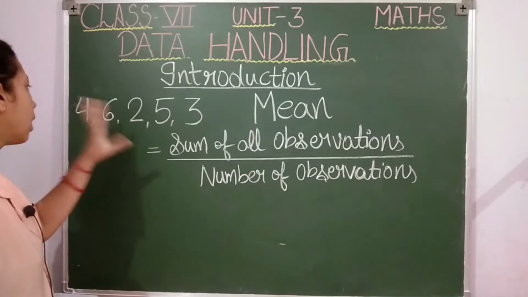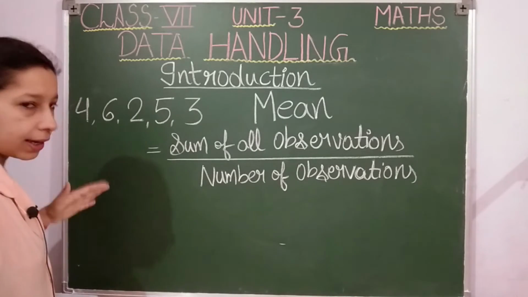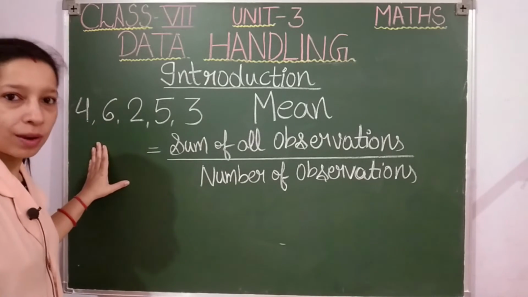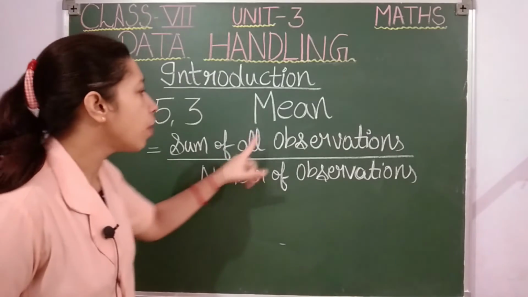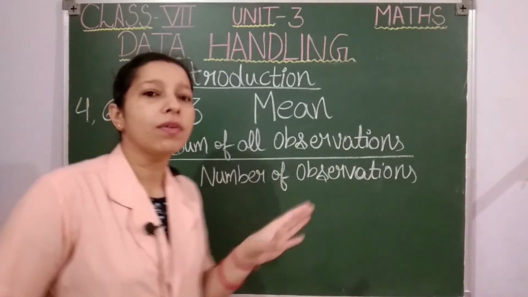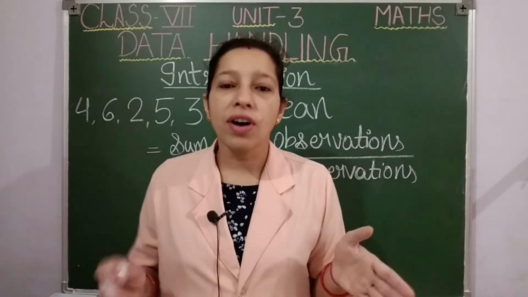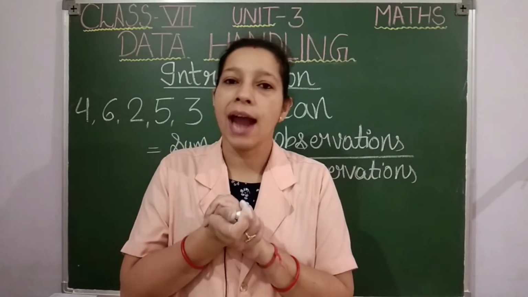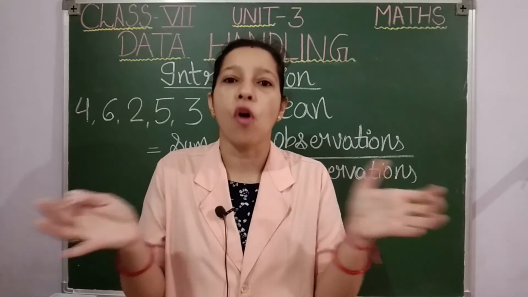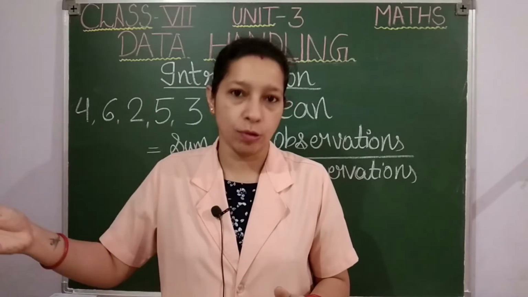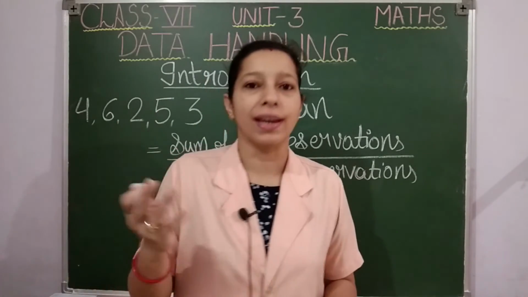Look here, some numbers are given, data is given. Now I have to calculate the mean for the given data. Here I have written sum of all observations, which means whatever data you have, if you want to calculate average or mean for that, first add all the numbers, add all the values. Take the sum of all the values and then divide it by the number of values given, the number of observations given. Let us see.